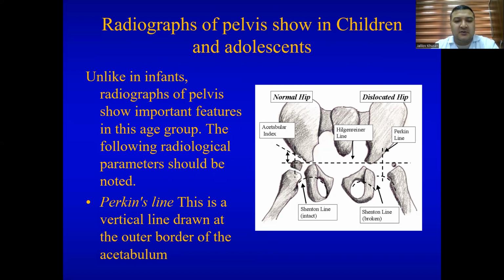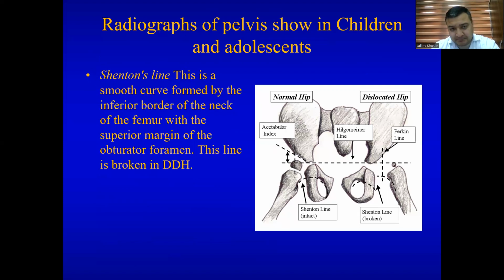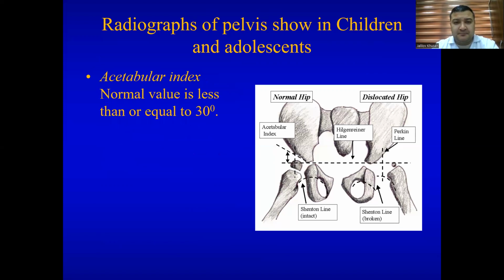Perkin's line, this is a vertical line drawn. Hilgenreiner's line, this is a horizontal line drawn at the level of the triradiate cartilage. Shenton's line, this is a smooth curve formed by the inferior border of the neck of the femur with the superior margin of the obturator foramen. This is broken in DDH.